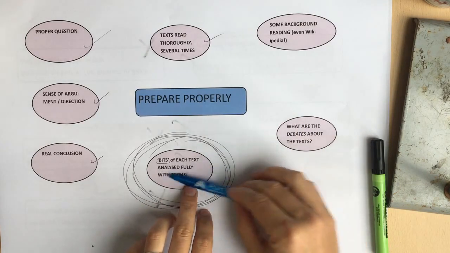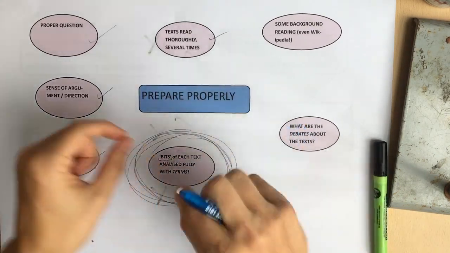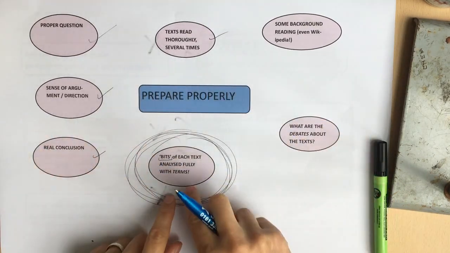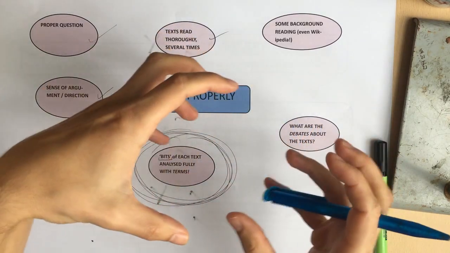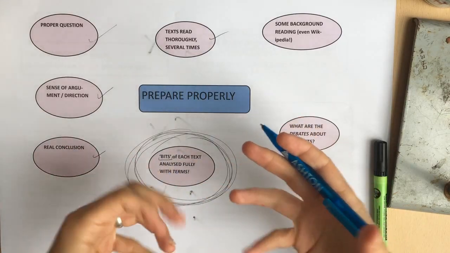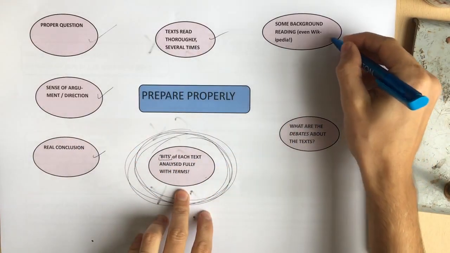Okay, so have you found bits, and hopefully bits of each text that sort of marry up in some way and link to your question? At least 3 or 4 really significant chunks of each text that you could say several things about, that you could analyse in some depth. Background reading.